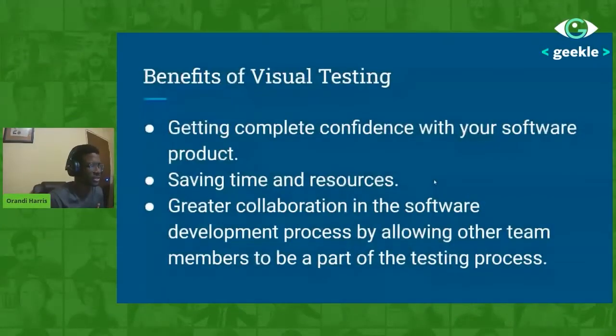All right, so let's get into the benefits of visual testing real quick. Visual testing allows you to gain complete confidence in your software product, because now you're able to validate your application from two sides. You're able to validate it from a functional standpoint through unit testing, integration testing, and end-to-end testing. But now you can set up visual tests as well that can validate your application from the UI level to make sure that there are no visual regressions and the application looks exactly as it should.